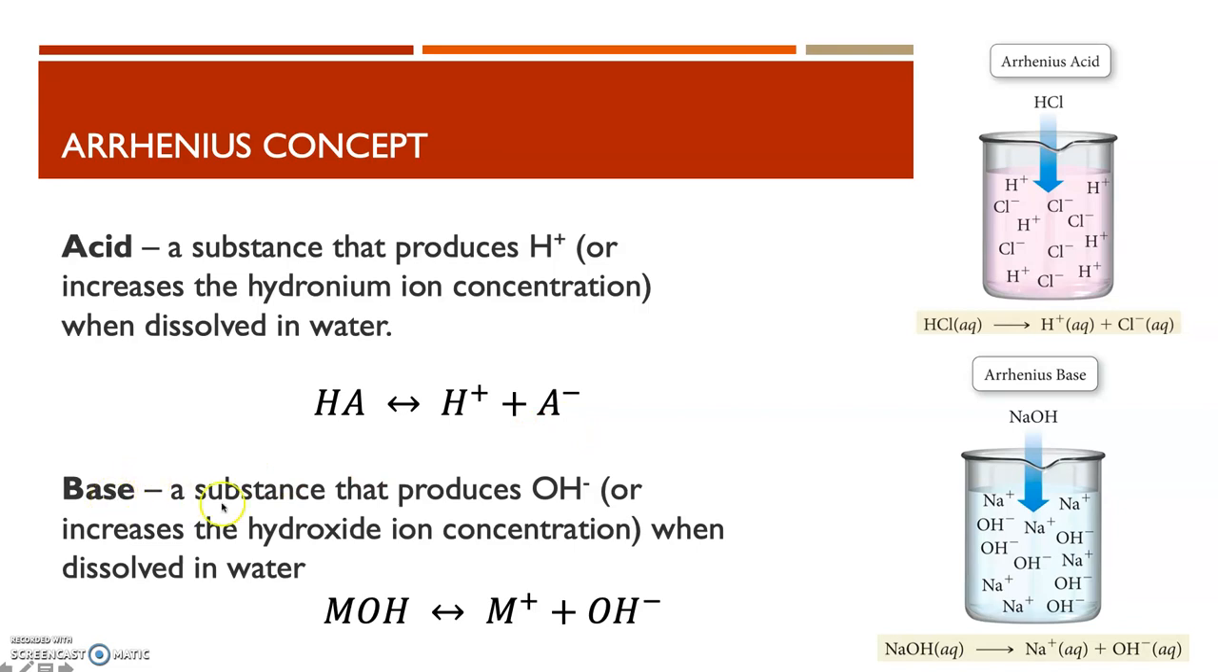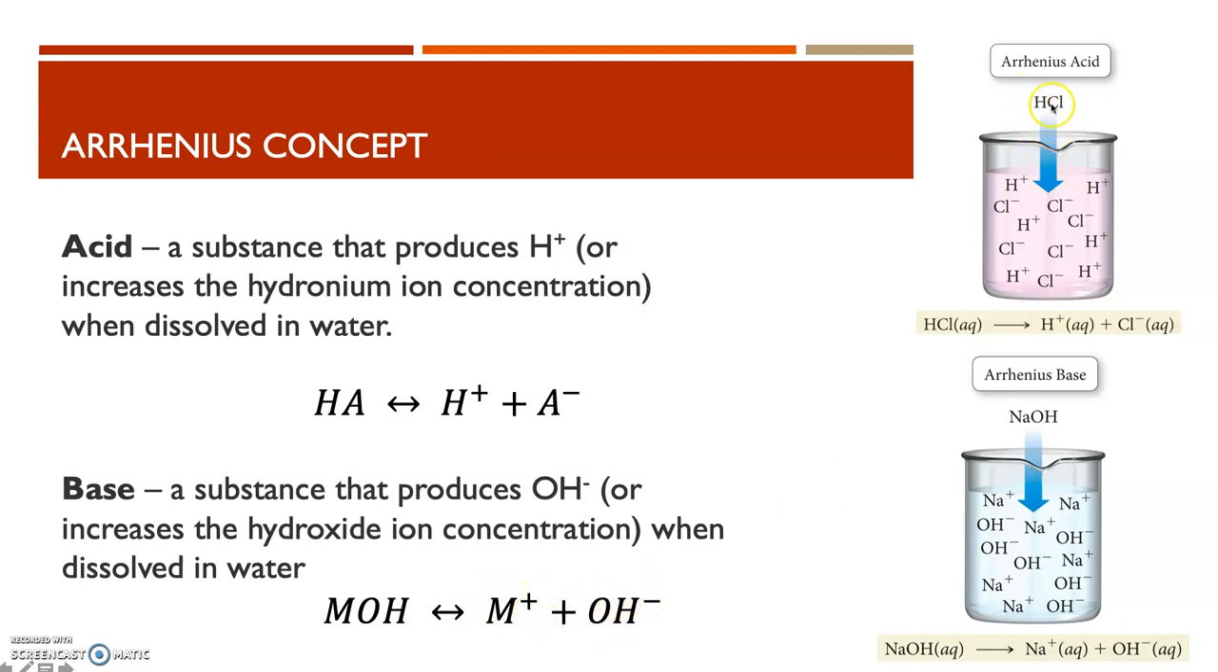A base is a substance that produces hydroxide ions when dissolved in water. So here's a generic definition. Usually it's an ionic bond, so you have a metal with hydroxide. So that's an ion pair. So when they dissociate, you get the metal positive ion and the hydroxide anion.